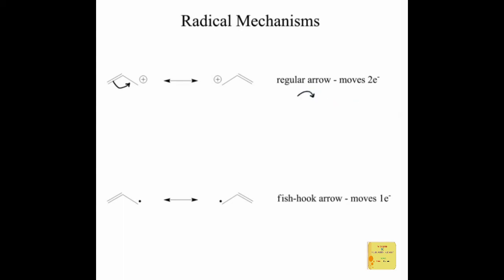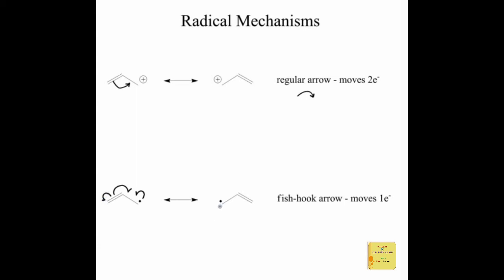We could just describe as a regular arrow. Every time we use a regular arrow, it moves 2 electrons at a time. So how do we convert from this resonance form of the radical to this resonance form of the radical? How have these electrons been redistributed? Well, you can imagine breaking this pi bond and moving just 1 electron over to pair with the radical, and the other electron stayed behind, and that's the new radical.